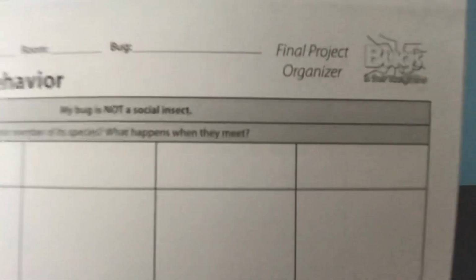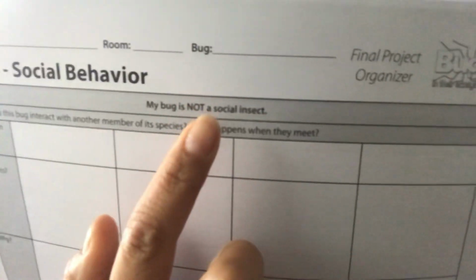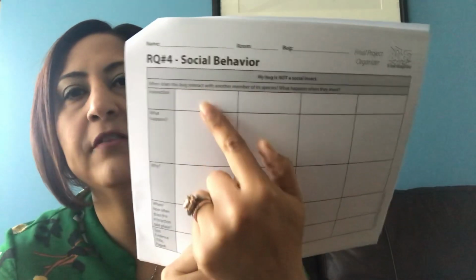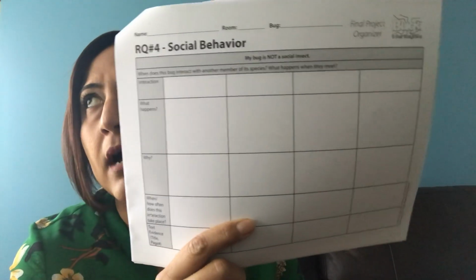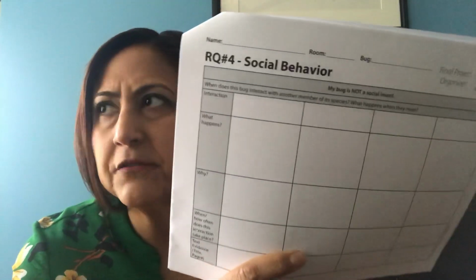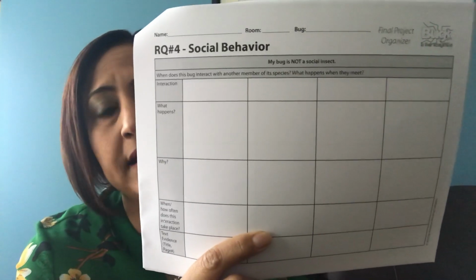So if you have a bug that is not a social insect, you are going to be filling out the third page of our writing this week, and it's going to say at the very top, my bug is not a social insect. And what you're going to explore is when your bug does interact with other animals from its species, what happens when they do meet. And then I want you to think about four different things that might happen when your animal interacts with other animals. And if you can't find four different interactions, it's okay.